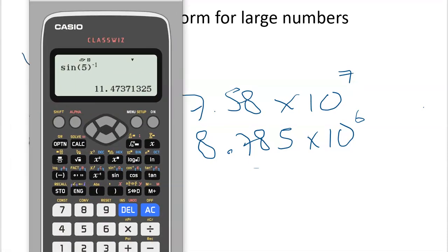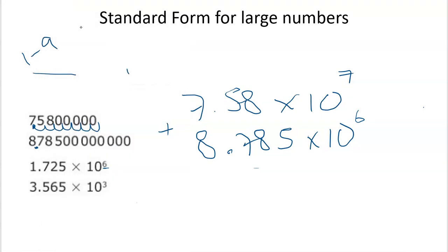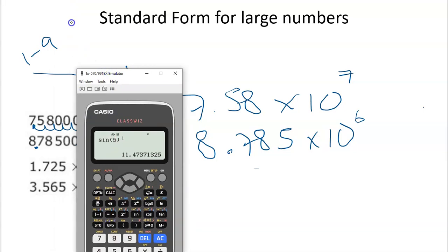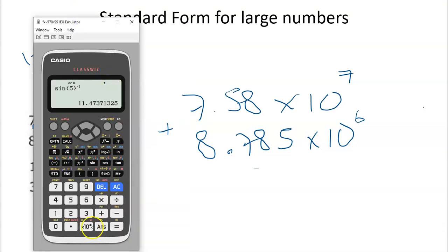The calculator has a times 10 button. Let me just shrink that down slightly so it fits on the screen. It has this times 10 to the power of x button here. It's really important that you use that. You could type it all in like this, 7.58 times 10 to the power of 7, and it will see that number exactly as it is. That is what you're doing.